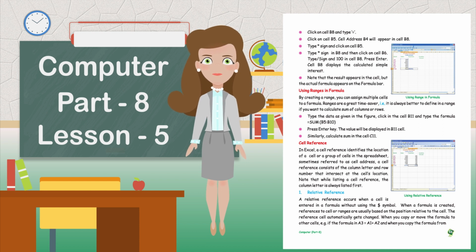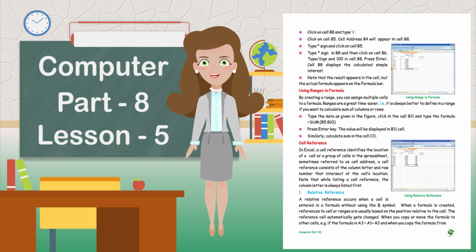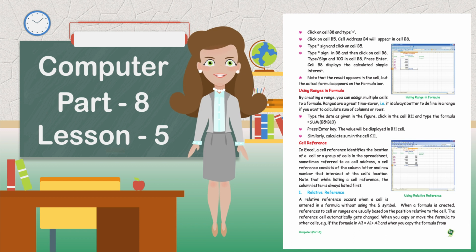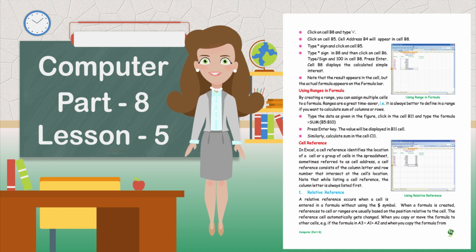Cell reference. In Excel, a cell reference identifies the location of a cell or a group of cells in the spreadsheet. Sometimes referred to as a cell address, a cell reference consists of the column letter and row number that intersect at the cell's location. Note that while listing a cell reference, the column letter is always listed first.